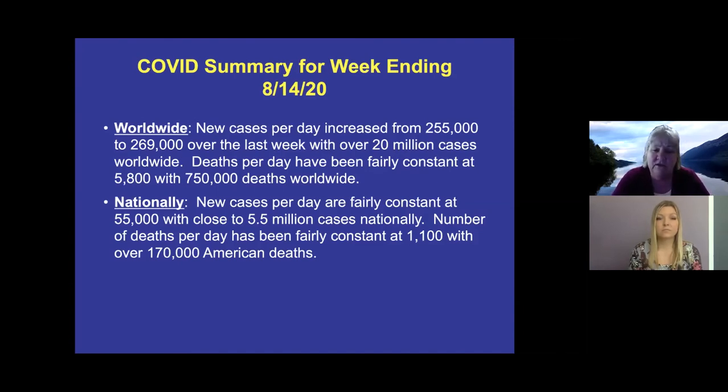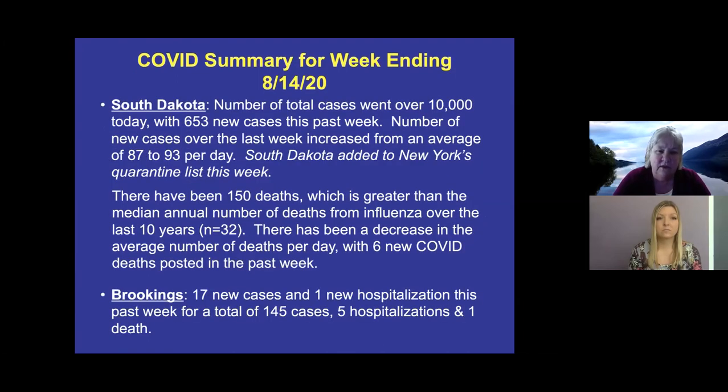Nationally, the new cases per day are fairly constant at about 55,000 per day. And we've had close to 5.5 million cases nationally. The number of deaths per day has been fairly constant at about 1,100, with over 170,000 American deaths.